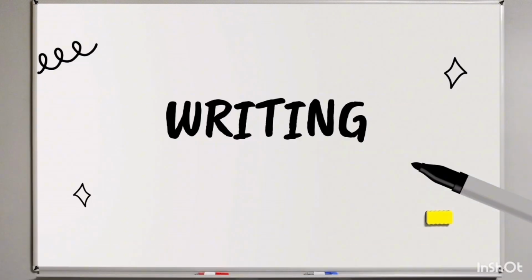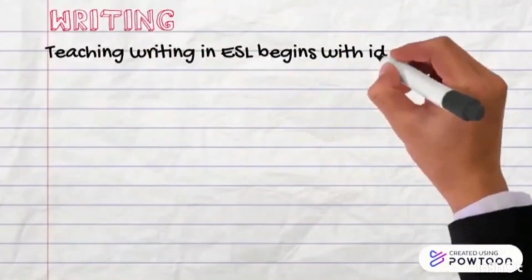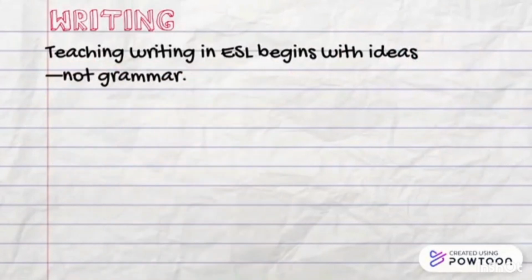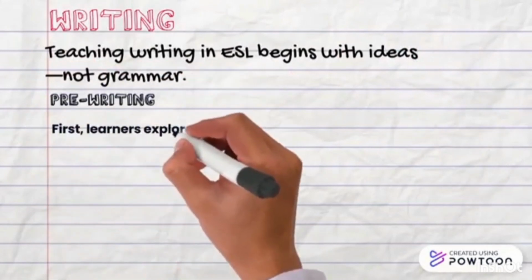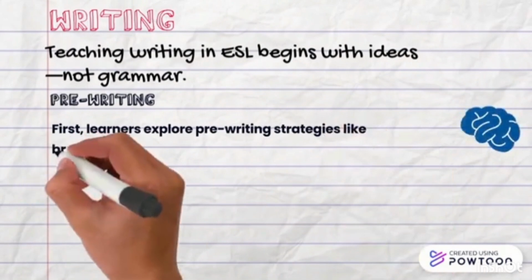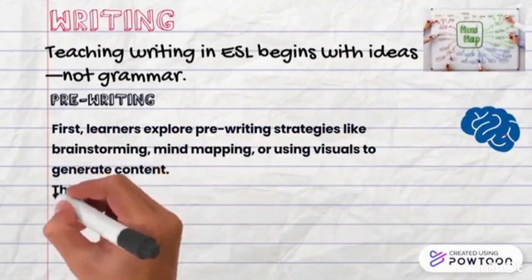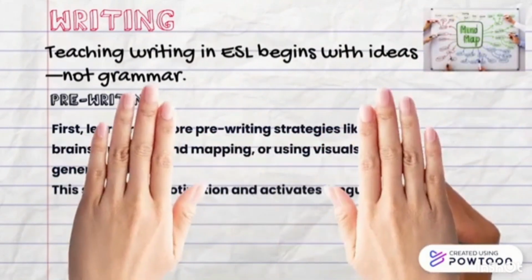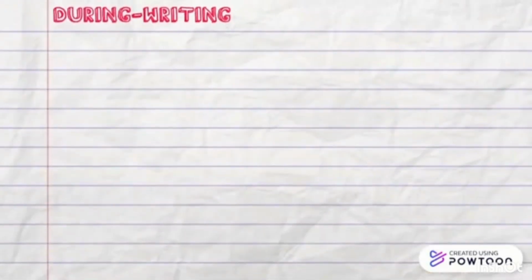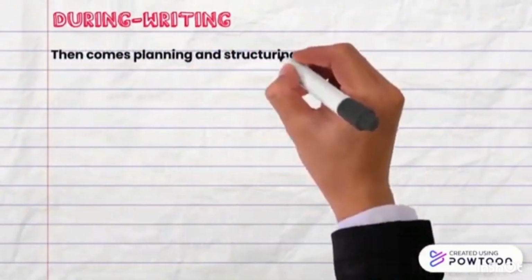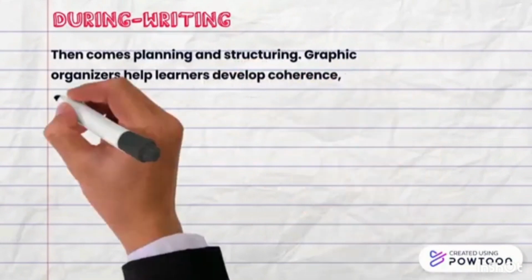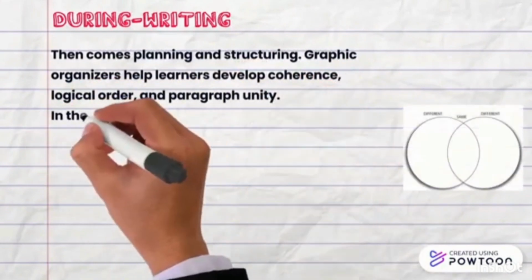Writing. Teaching writing in ESL begins with ideas, not grammar. First, learners explore pre-writing strategies like brainstorming, mind mapping, or using visuals to generate content. This step builds motivation and activates language. Then comes planning and structuring. Graphic organizers help learners develop coherence, logical order, and paragraph unity.